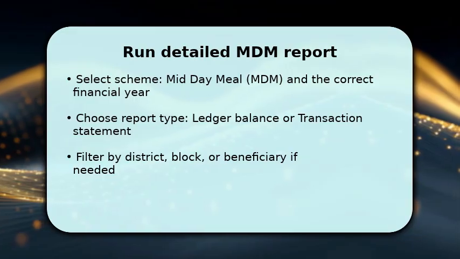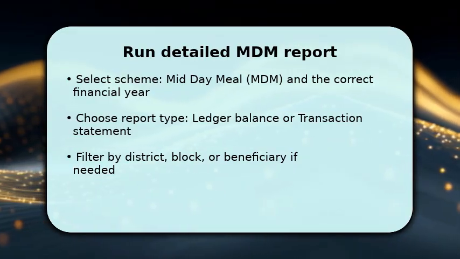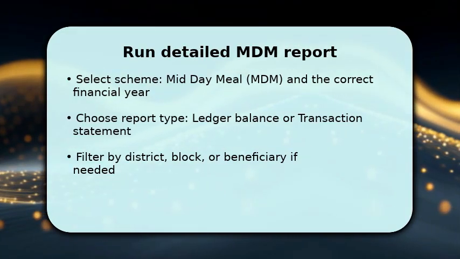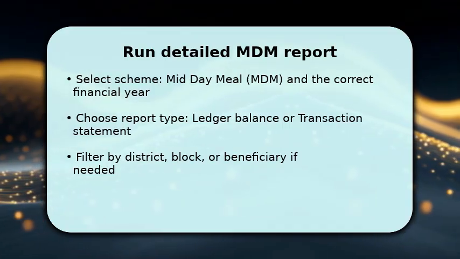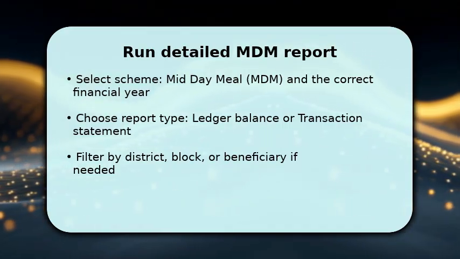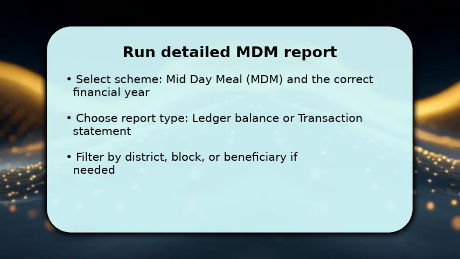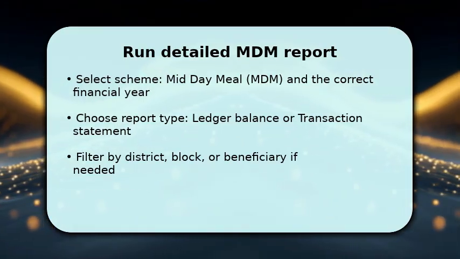After that, apply geographic or beneficiary filters if you want granular data, and set the date range. This step narrows results and explains why the balance moved, which is essential for reconciliation and audit trails.